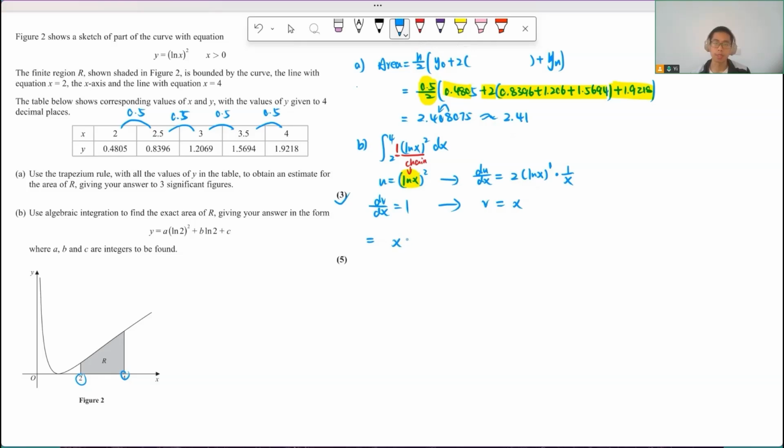So that would be x times by ln x squared, and then minus the integral of 2 ln x times 1 over x and times by x. So basically uv minus integral of v du over dx. So just times by those two to get what we need to integrate later. And I will put everything under the limits, which is 4 and 2, in case we forget later.